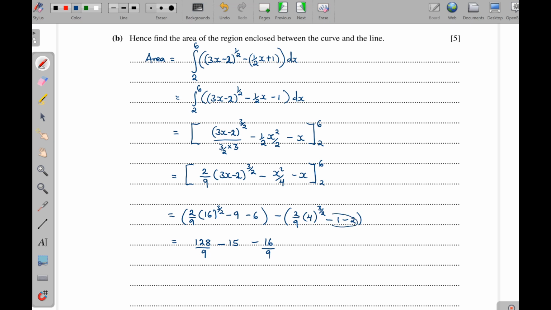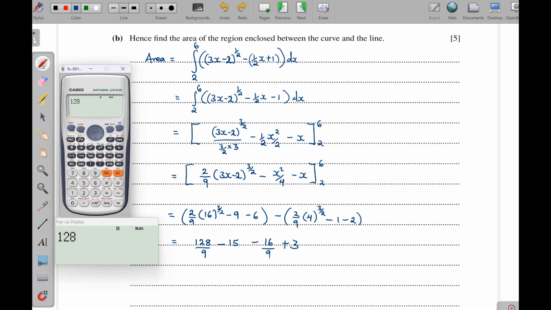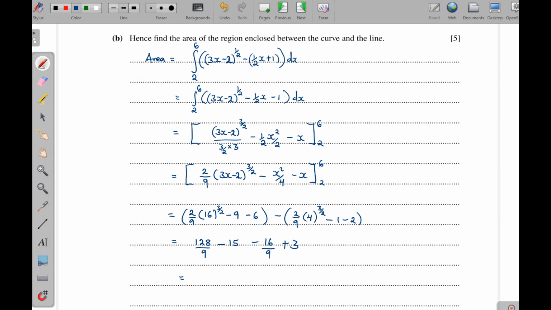And then this one is going to be minus 3. But with this minus here, it is going to become a plus. So plus 3. Now altogether, what do we have? 128 out of 9. Then minus 15, minus 16 out of 9. And then plus 3. 4 over 9. 4 out of 9. That is our answer there.